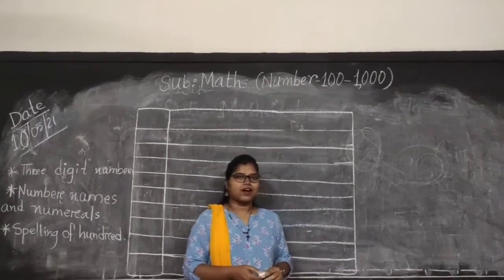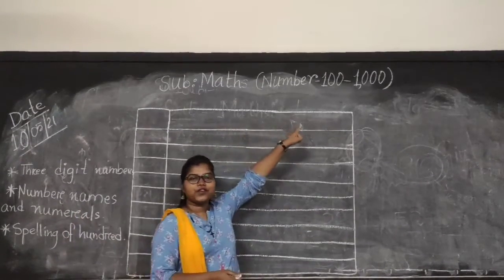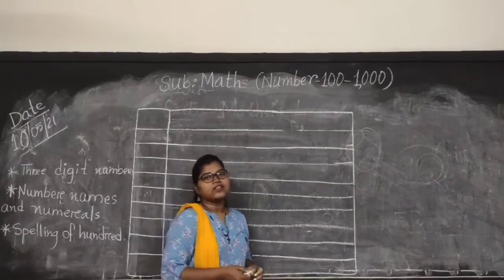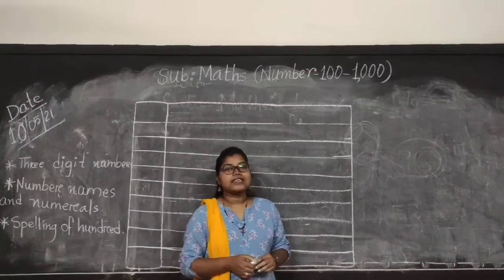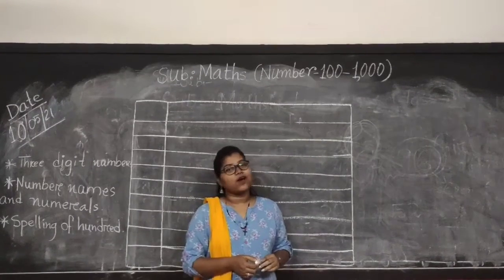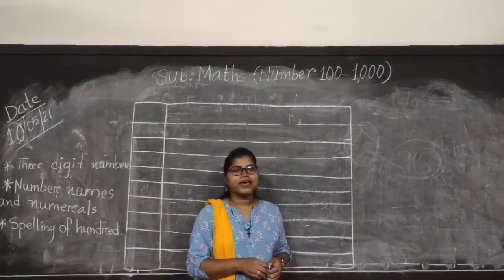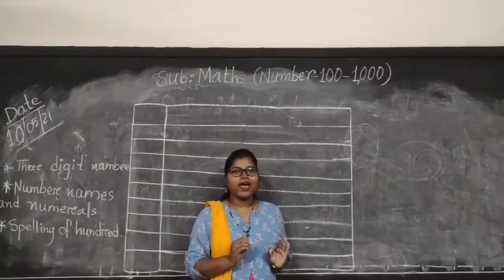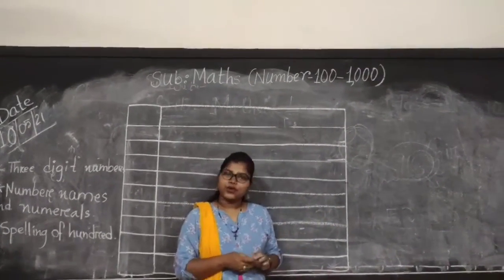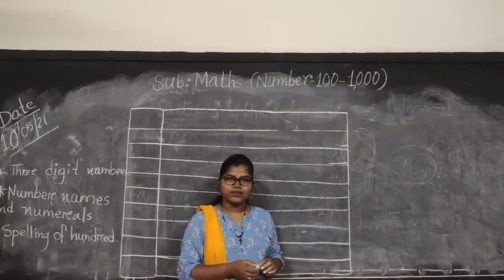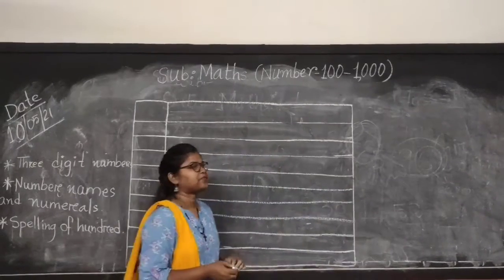Today, we will start a new chapter, that is numbers 100 to 1000. Okay? Chapter 2, numbers 100 to 1000. Since chapter 1 is all about religion, therefore, I want you to do it by yourself. And if you have any doubt regarding that leftover topic, you can send me a message on my WhatsApp number. Okay? So, let's start today's class.